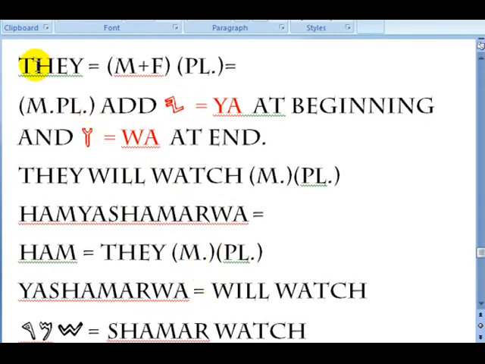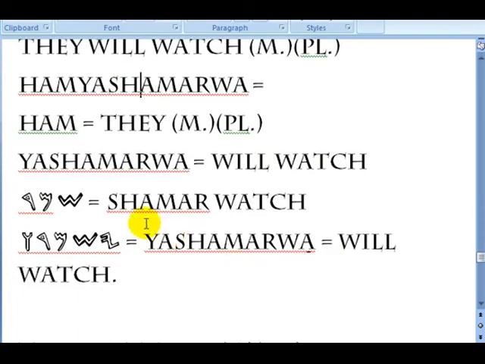Alright. They, male plural. For the male plural, you add a ya at the beginning and a wa at the end. They will watch, male plural. This is the future tense. Hum, ya, shamar, wa. You see, you add a ya right here at the beginning, right? And you add a wa at the end. See? So it's hum, ya, shamar, wa. Hum is they, male plural. Ya, shamar, wa is will watch, future tense. Shamar is watch.